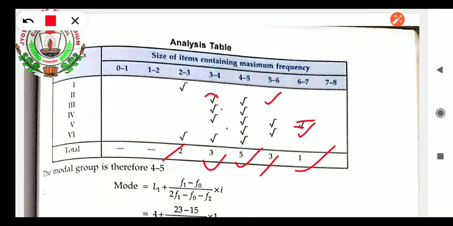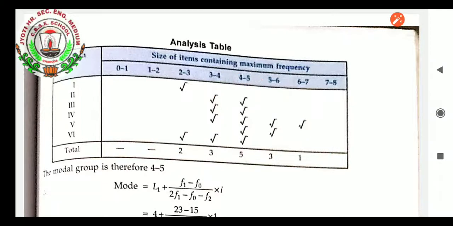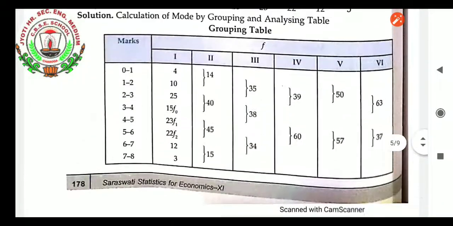According to this, which is the modal class? That is the 5 frequency, which lies in which class interval? 4 to 5. Let us have the formula. Mode equals L1 plus (F1 minus F0) divided by (2 F1 minus F0 minus F2). Let us see if 4 to 5 is the modal class. The frequency of the modal class we have to see from the table now.